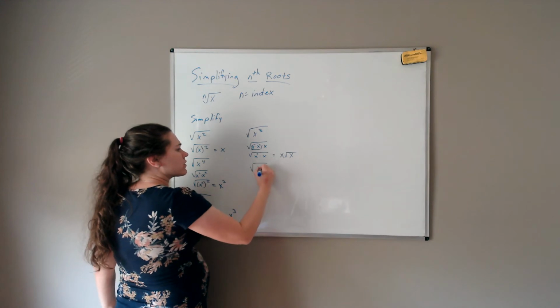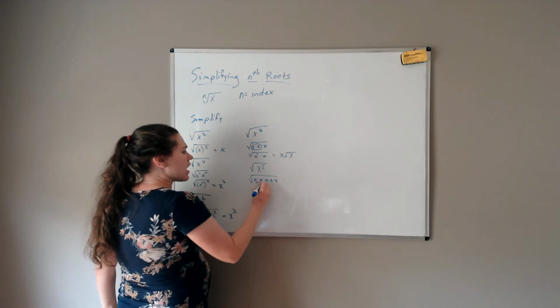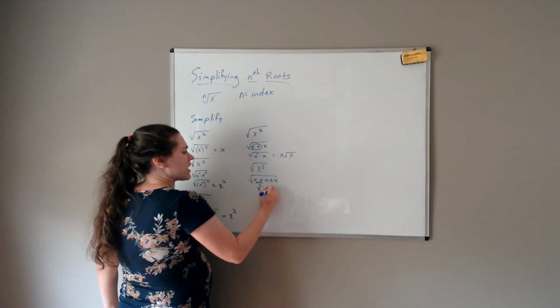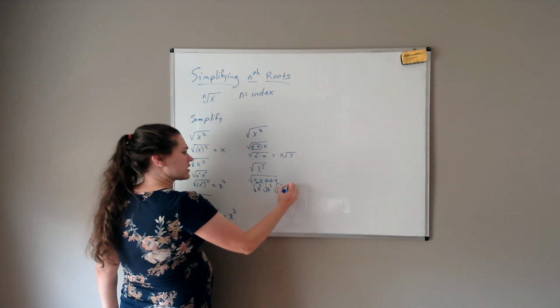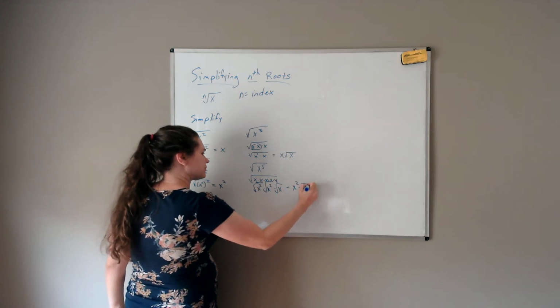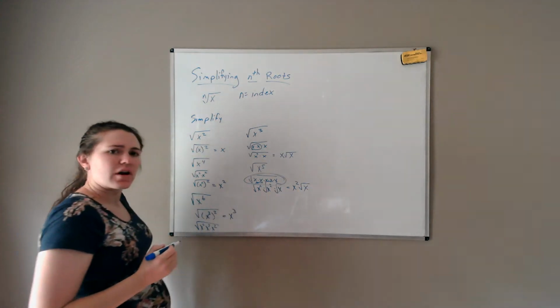And if I have the square root of x to the 5th, well, I really have x times x times x times x times x. I've got that x squared, I've got that x squared, I've got one leftover x, right? This is going to simplify to be x squared, square root of x. But we don't want to do this every time, okay?